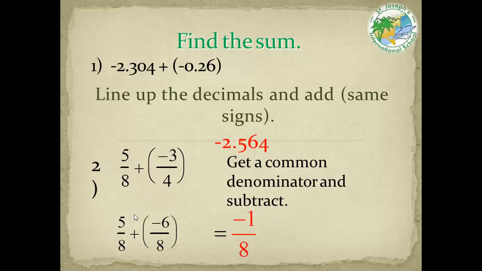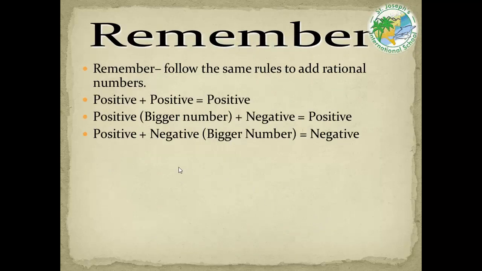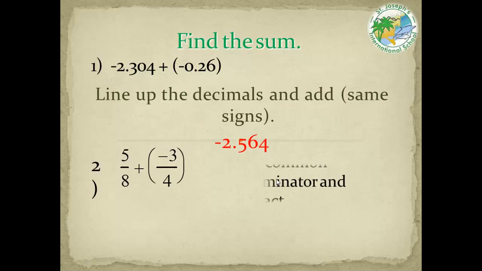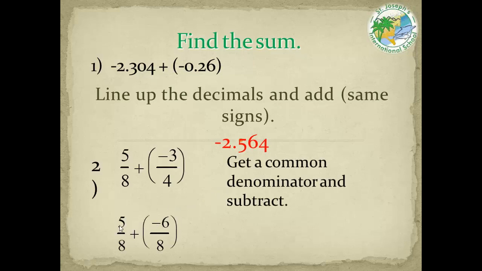5 over 8 constant plus negative 3 times 2 equals negative 6. 4 times 2 equals 8. Then equals negative 1 over 8. How? We have different signs. What's the rule? The last rule: positive plus a bigger negative equals negative. Negative 6 plus 5 equals negative 1 over 8.